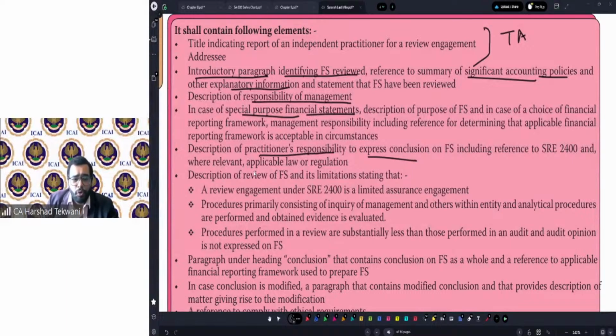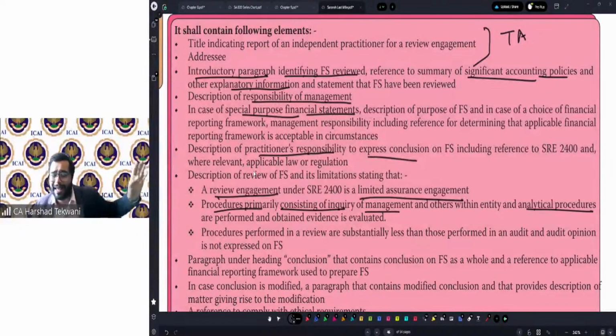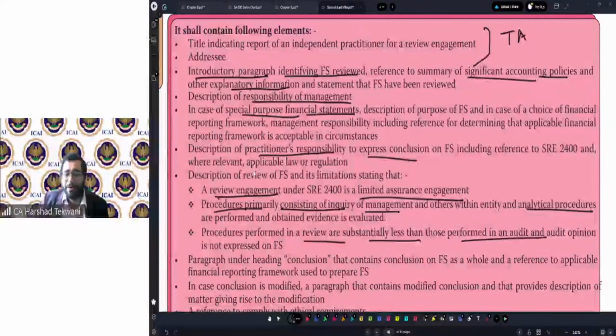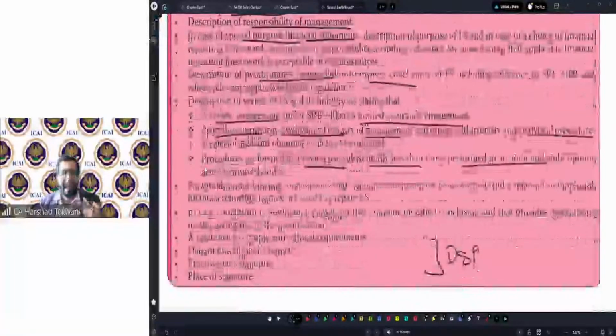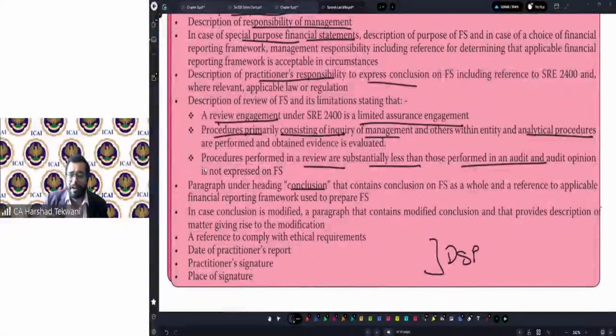Then you need to state that this is a review engagement, which is a limited assurance engagement. Procedures consist of only inquiry of the management and analytical procedures. So we are not doing anything else. And procedures performed in a review are substantially less than those performed in an audit. So you explain the review engagement and then you give your conclusion, whatever conclusion it is.